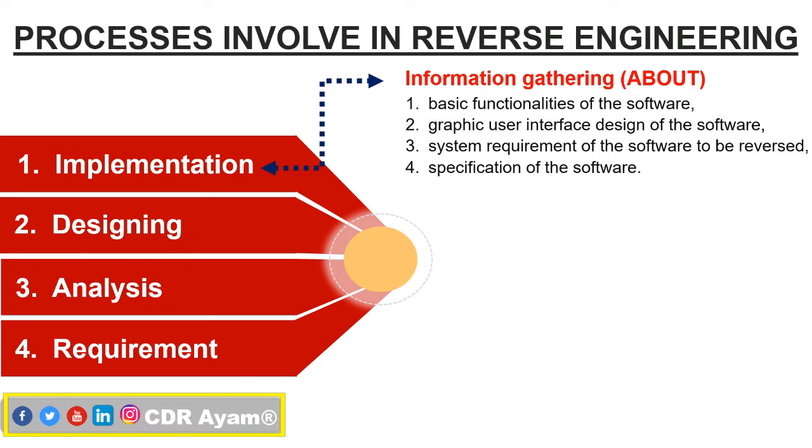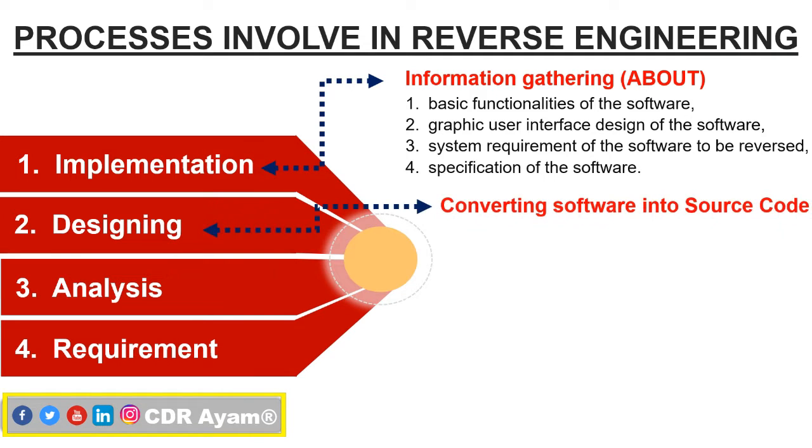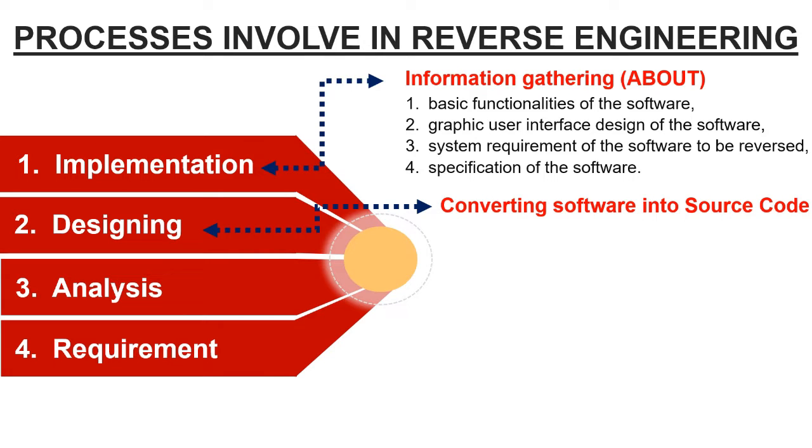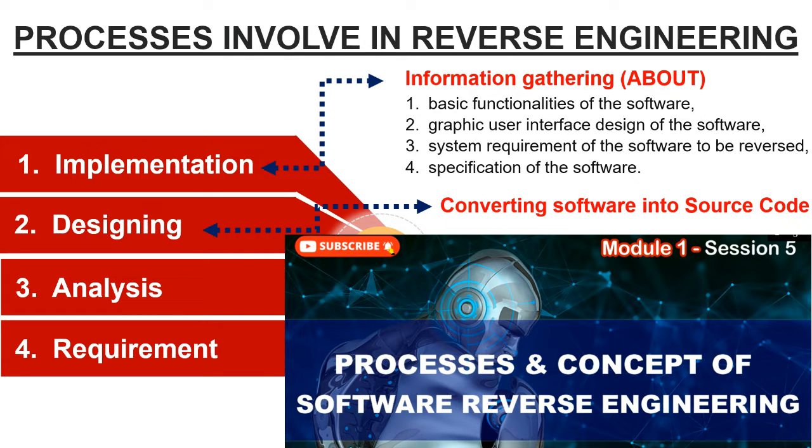Also in lesson 5, I did say that the executable program of a software to be reversed is converted into its source code in the design phase. So in this lesson, the refor keylogger software will be converted into its source code. For more detailed explanation about the design phase, refer to lesson 5, that is, the concept and processes involved in software reverse engineering.